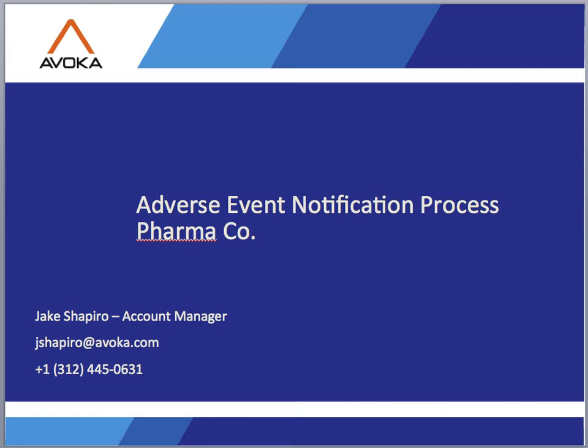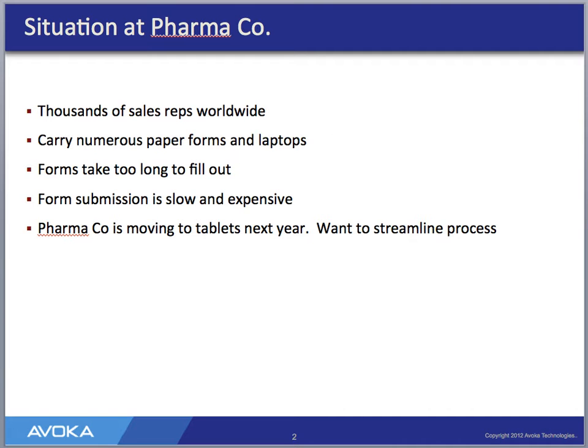Today I want to describe to you how Avoca SmartForm Field Worker application can help Pharmaco's mobile field reps improve adverse event notification process. Pharmaco has several thousand reps across the globe representing various lines of business. Today, they carry laptops, paper brochures, and paper forms. Reps fill blank forms out in longhand, then fax or overnight the forms to the corporate. This type of setup is cumbersome, error-prone, and expensive.